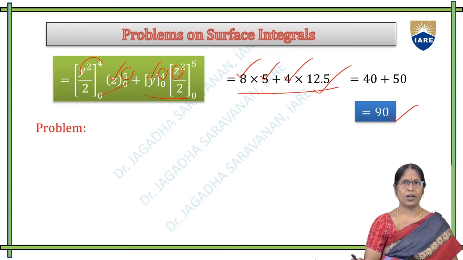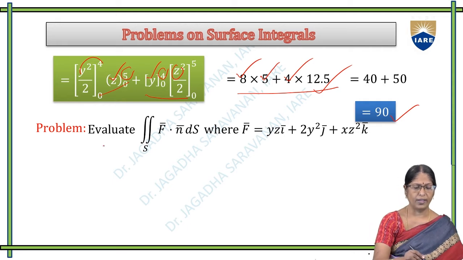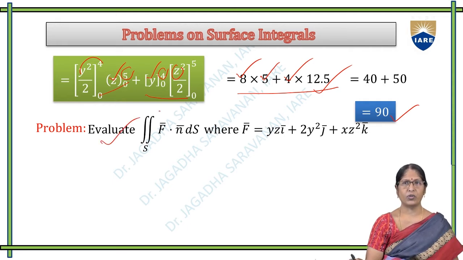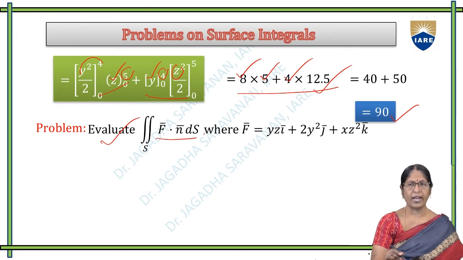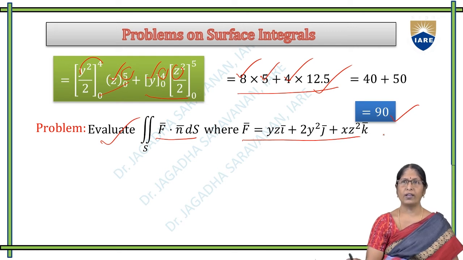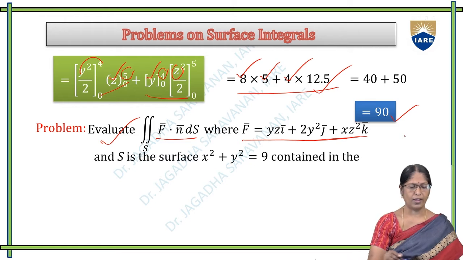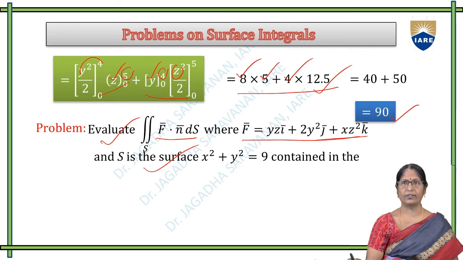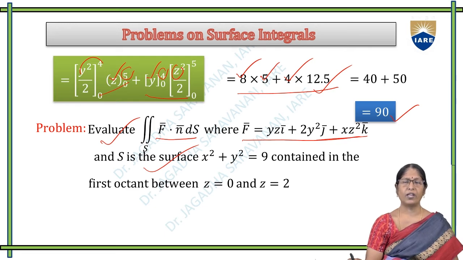Next, we will move to another problem: evaluate the double integral over S of F dot n dS, where F equals yz i plus 2y² j plus xz² k. This is the function which is given, and S is the surface x² plus y² equals 9, contained in the first octant between z equals 0 and z equals 2.